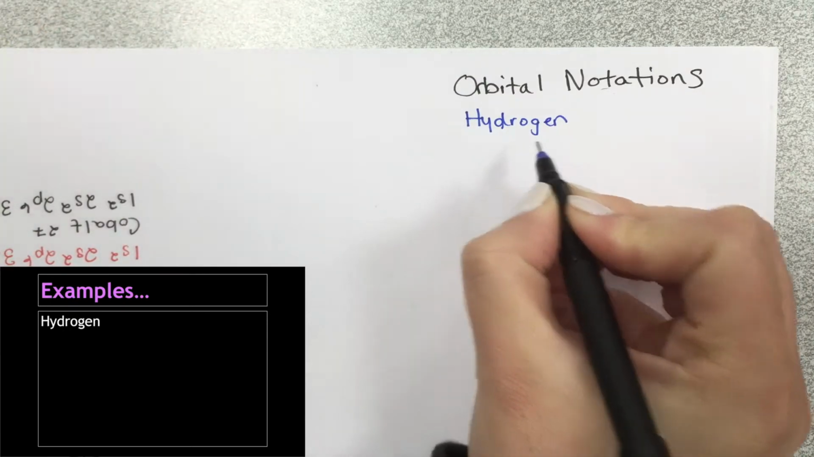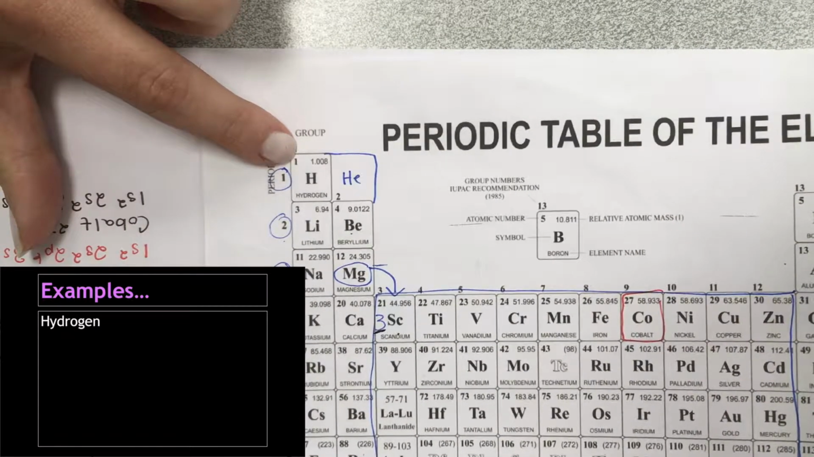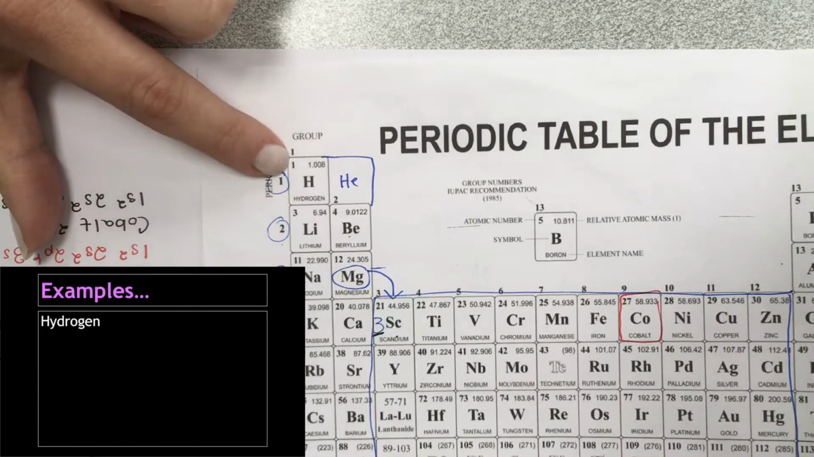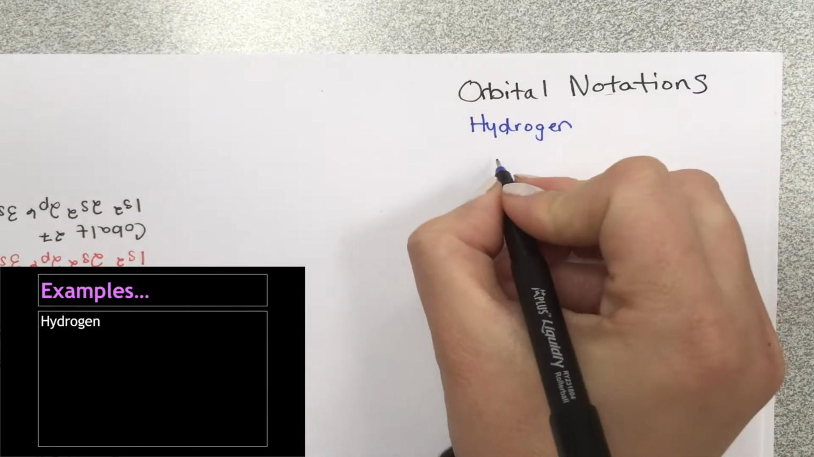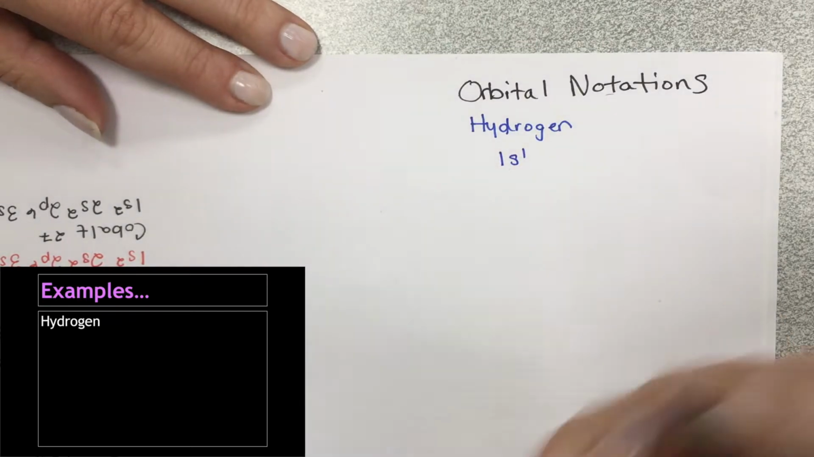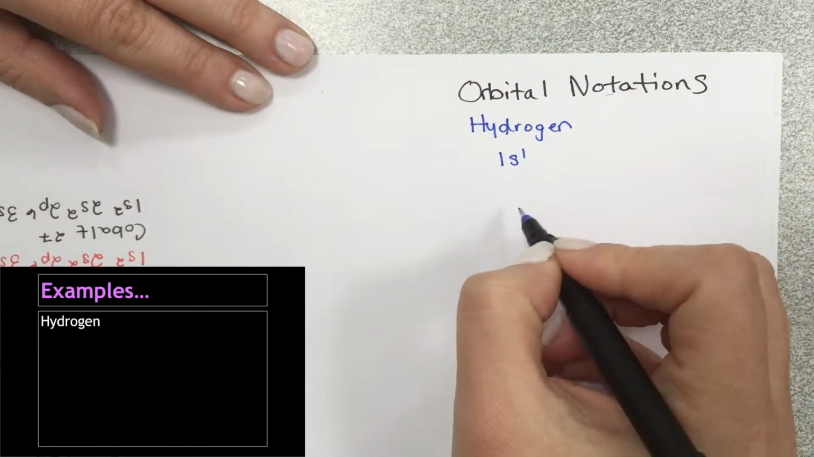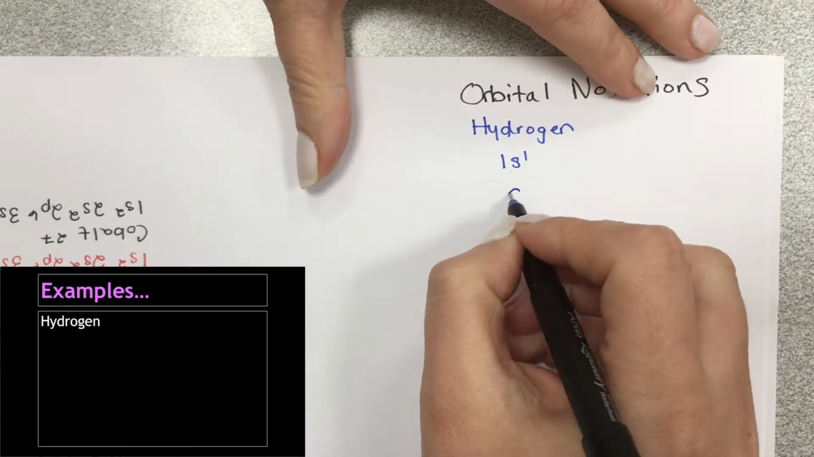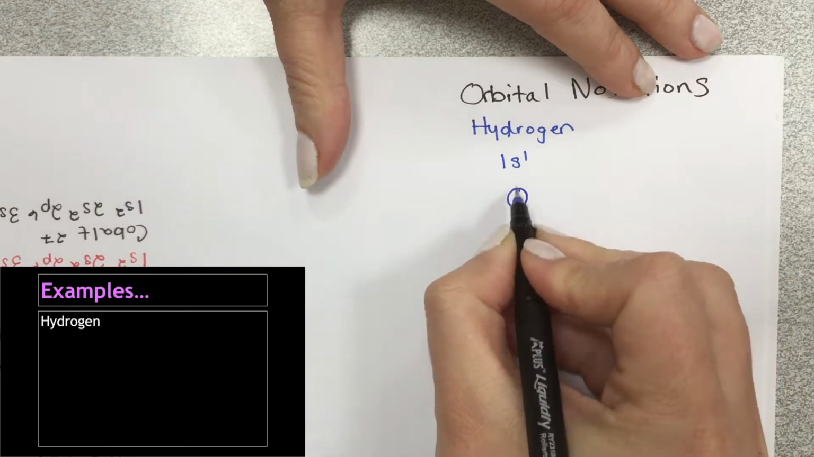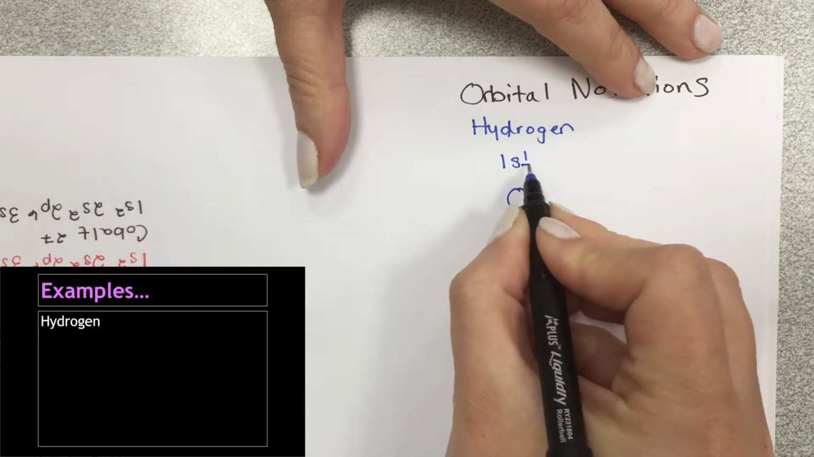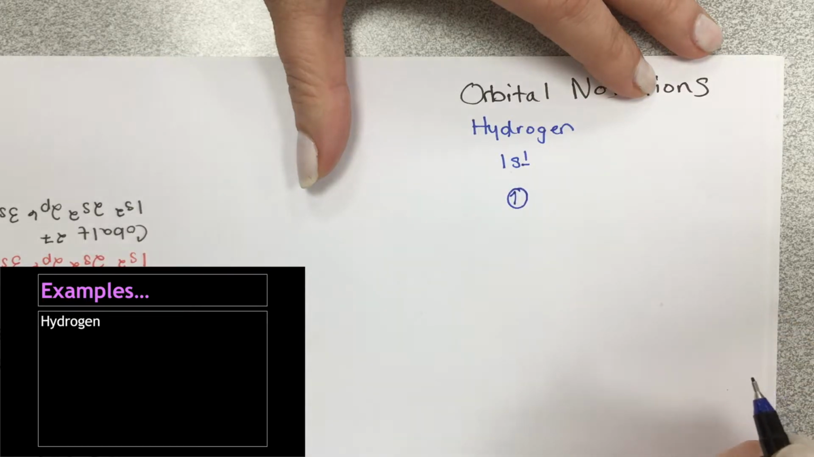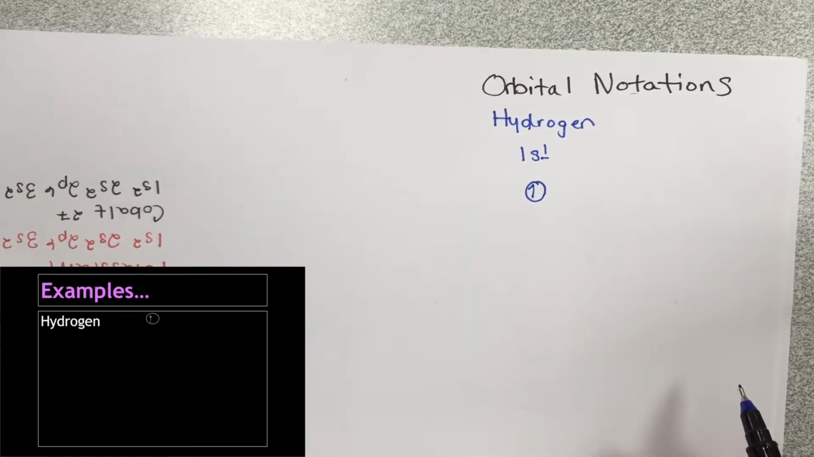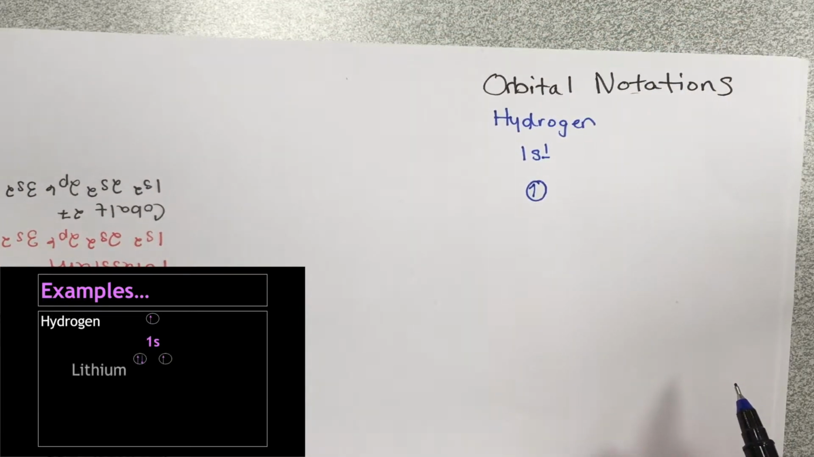Remember hydrogen's electron configuration was 1s1. For each energy level, you have a set of circles. You'll have one circle for the S, and the number here represents how many arrows go in that circle. So this is one arrow, pointed up. That's what hydrogen looks like, 1s1.